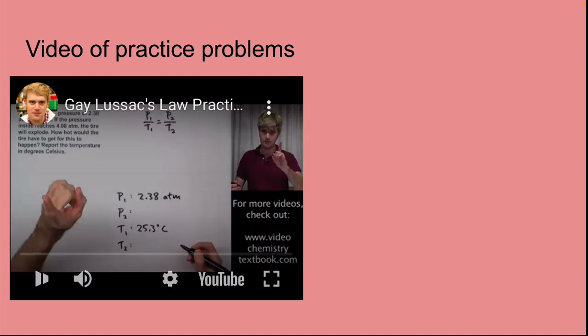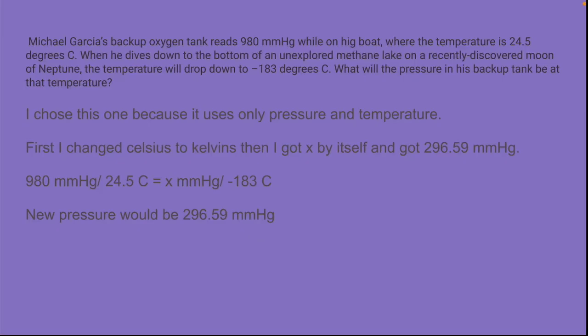And here's my practice problems. For this one, I knew the problem was about Gay-Lussac's law because it involves pressure and temperature. First I changed the Celsius to kelvins, and then I multiplied it out, and the new pressure needed would be 296.59 millim... I don't really know what that is.